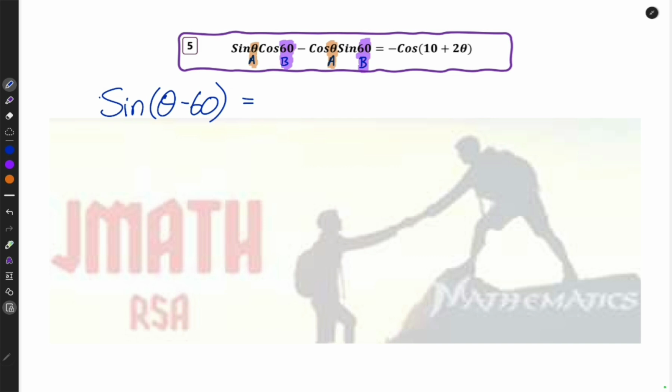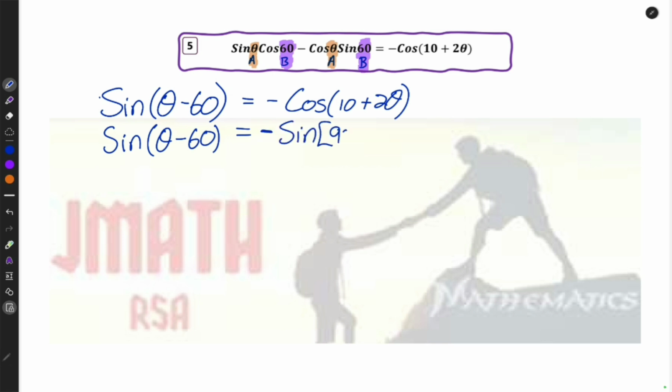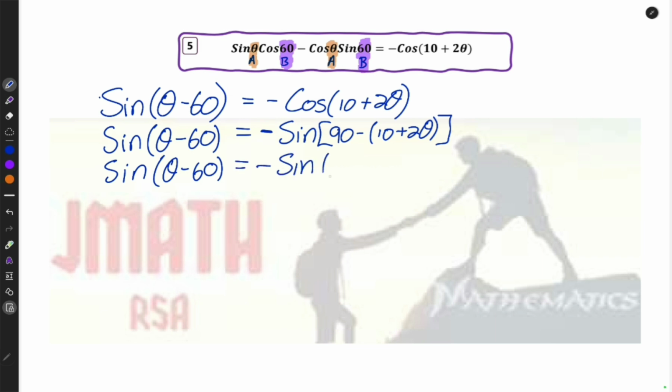And then they told me this is equal to minus cos 10 plus 2 theta. Now I need to decide, do I want to work with sine or do I want to work with cos? Any one of them is perfect. In this case, I'm just going to work with sine. So I'm going to do a cofunction on the right-hand side. So I'm keeping the minus, but this would be sine and then 90 minus 10 plus 2 theta. Okay, just to simplify it a little bit. So that's sine of theta minus 60 equals to minus sine. And then 90 minus 10 gives me 80 minus 2 theta.